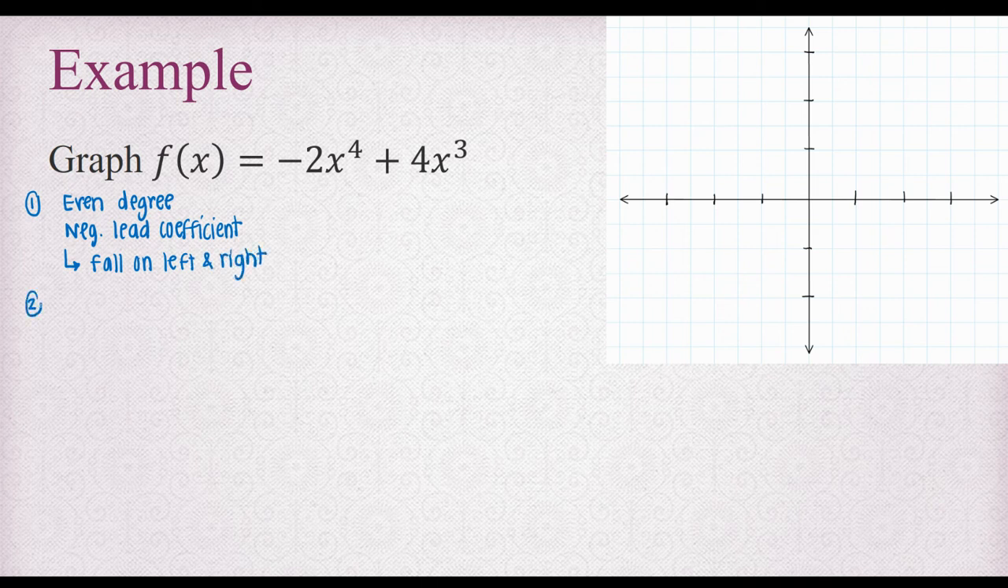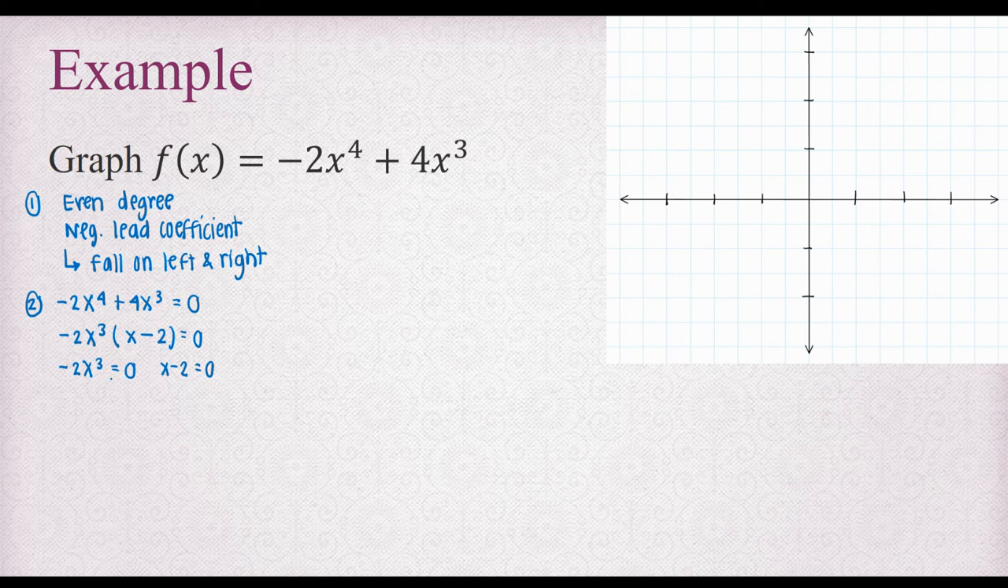The second thing we want to do is figure out our zeros or our x-intercepts. So I'm going to take my function and set it equal to 0. The first thing I'm going to do is factor. I'm going to take out a negative 2 as well as an x cubed. That leaves me with an x minus 2. I can set each of those factors equal to 0.